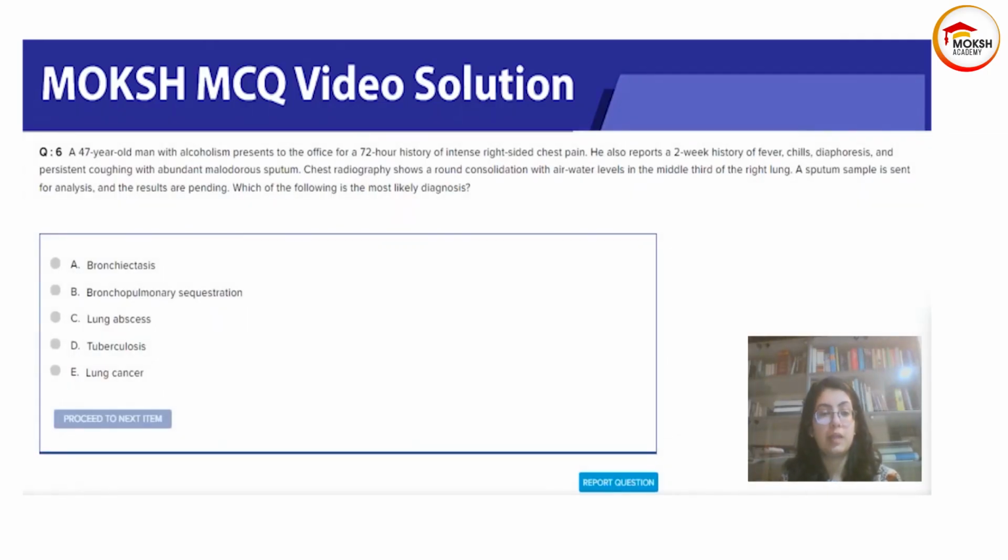A 47-year-old man with alcoholism presents to the office for a 72-hour history of intense right side chest pain. He also reports a 2-week history of fever, chills, diaphoresis, and persistent coughing with abundant malodorous sputum. Chest X-ray shows a round consolidation with an air-water level in the middle third of the right lung. A sputum sample is sent for analysis and results are pending.